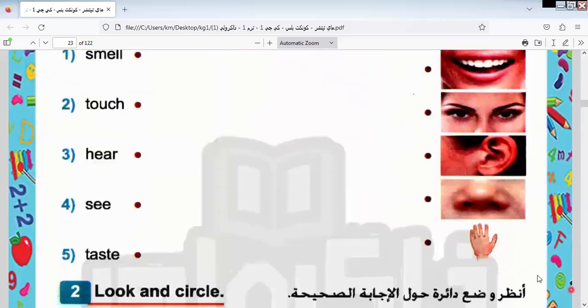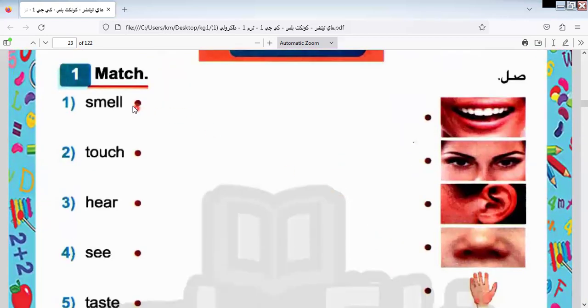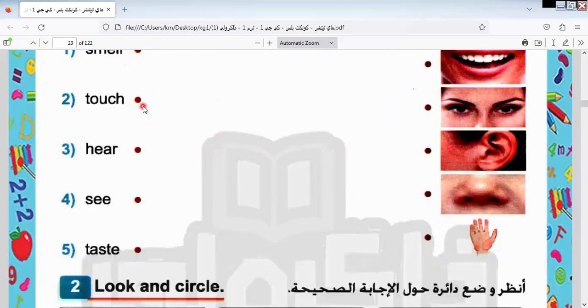Okay. Let's answer the activity related to this part. Here we have smell. What is the sense that we use to smell? We use nose. So I select number 1 by this picture. Touch. Touch with what? With my hand.